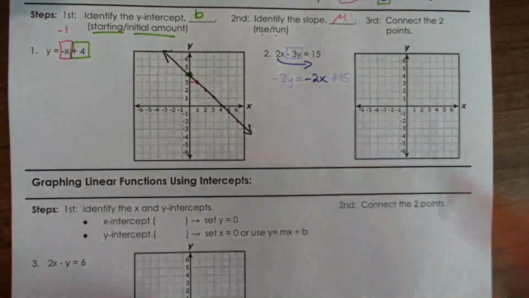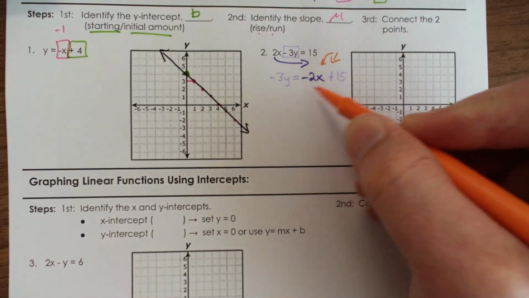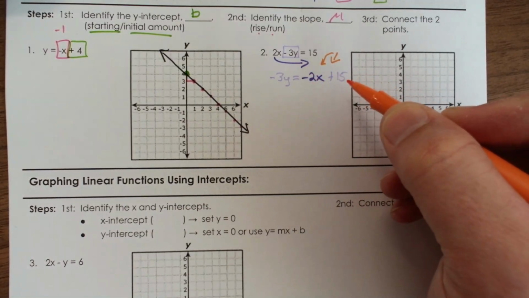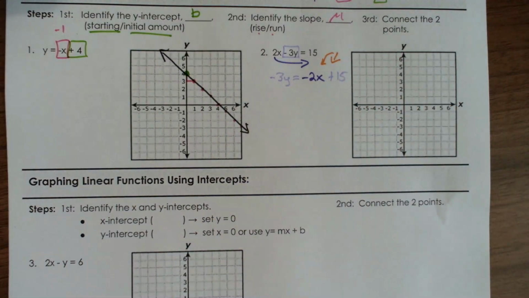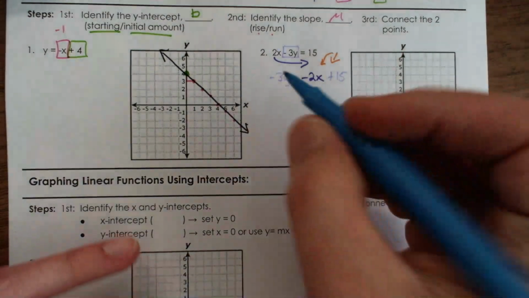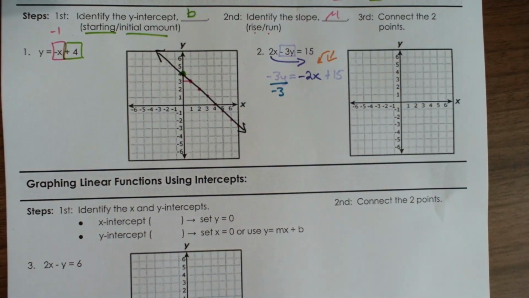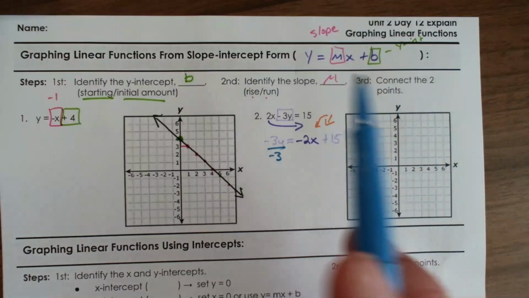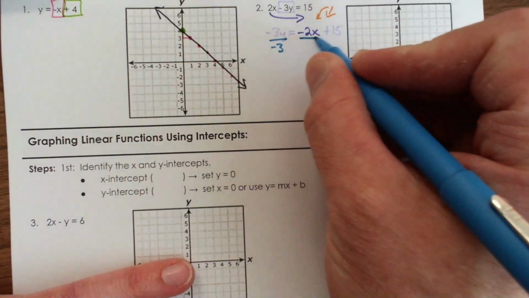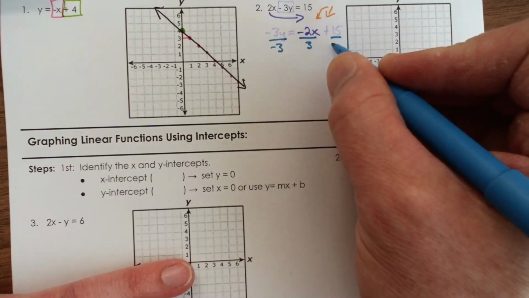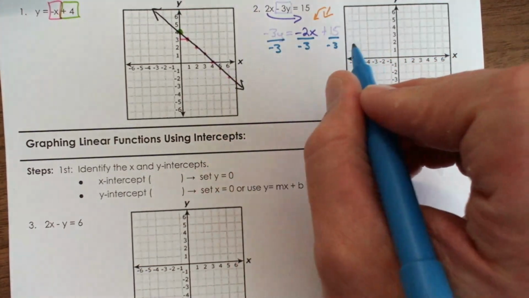Remember, we can't add these two pieces together because they are different terms. I can't take negative 2x and add it to 15. They are not like terms, so there's nothing I can do with it. Okay, so now my next step is I divide by negative 3. Because I want it in slope-intercept form, I'm going to divide each of these pieces by negative 3. So this one and this one. I am distributing that division to everything.